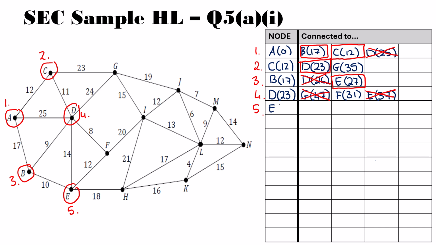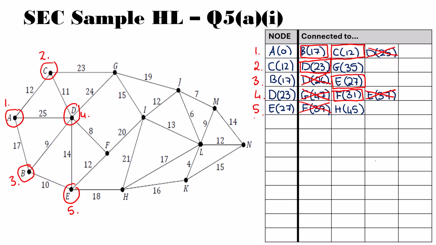So we have E, which is 27. E links to F, which will give us 39, and H, which is 27 plus 18, which is going to give us 45. We now have a duplicate for F, so we're going to get rid of that bigger value. So we now have 3 working nodes. We have F, we have G, and we have H.